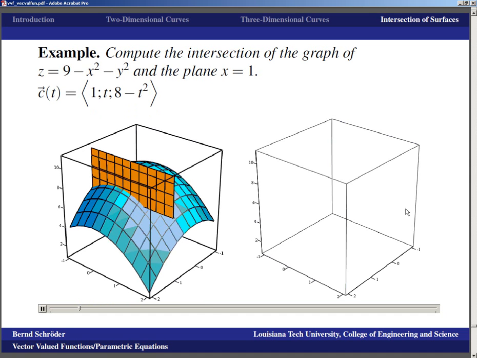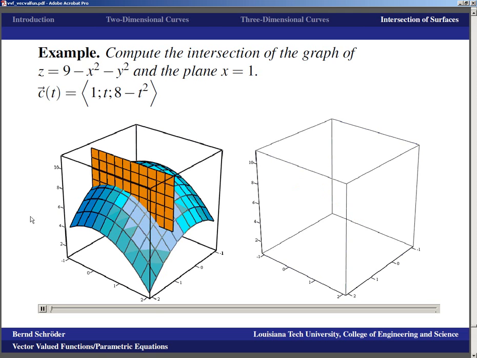That looks like this. We have our paraboloid, z equals 9 minus x squared minus y squared. And, let me wait for it to come around again. That paraboloid is being intersected with a vertical plane, and the intersection is this parabola that is now standing in space. So the curve is actually just this space curve right here.